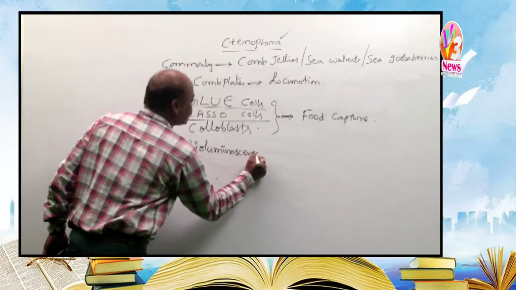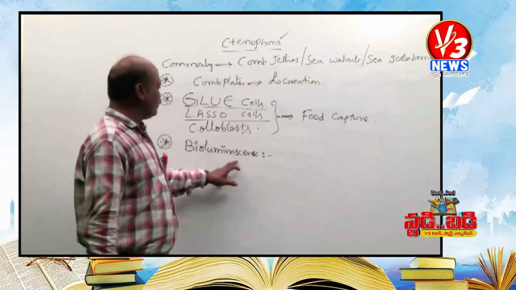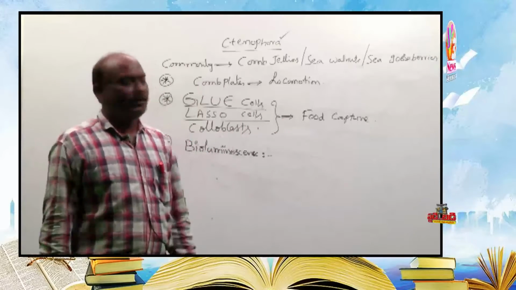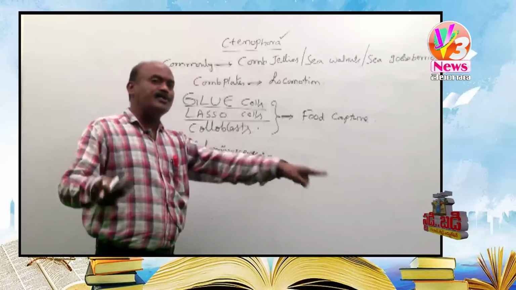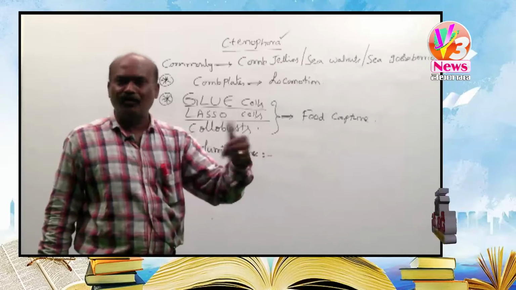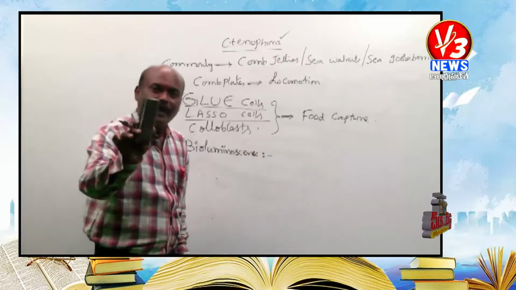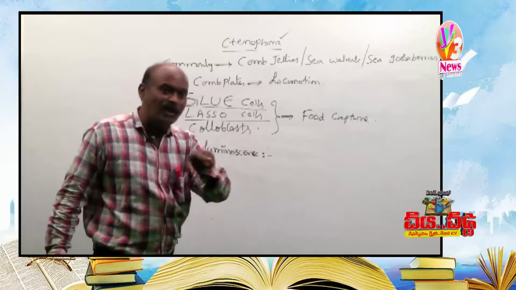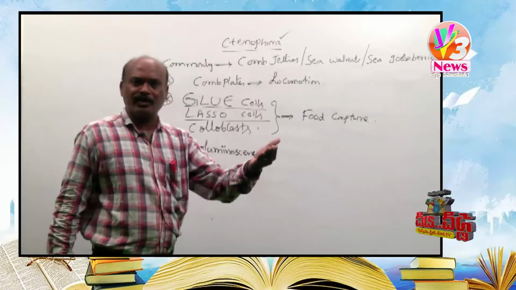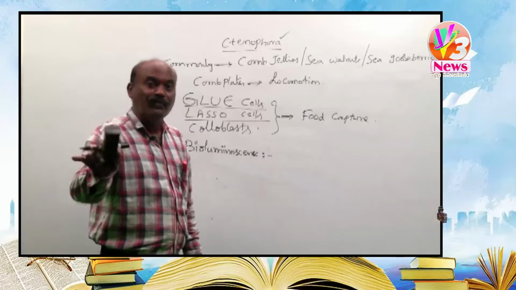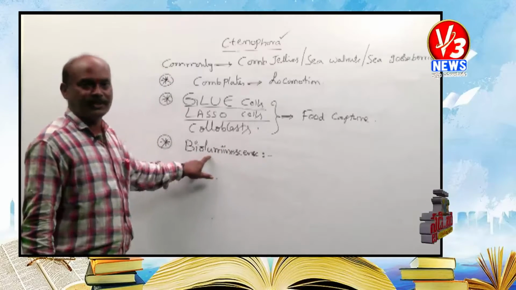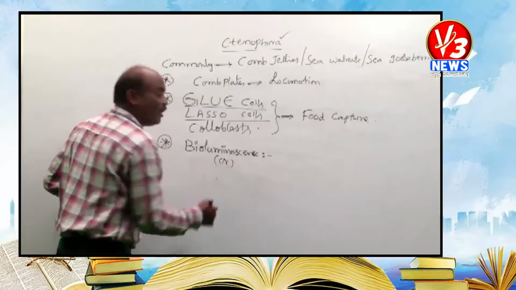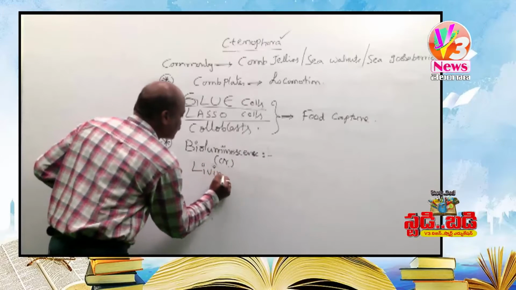That's one important character. And one more very important character: they exhibit bioluminescence. Very important aspect. What is bioluminescence? I'll define. We are all living organisms, and ctenophores are also living organisms. But what is their speciality? You know well, the firefly. They emit light. The firefly is our familiar example, a living organism that can emit light. So the emission of light by living organisms is called bioluminescence.